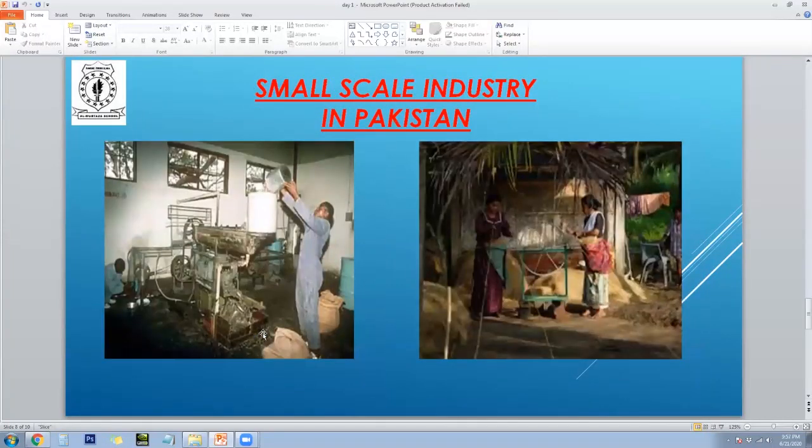Okay, now here's an example of the small scale industry. Can you identify what this man is doing? Yes, this is a flour mill. So he's putting grains there, and later on it will turn into flour. Now, what are these two ladies doing there? Can you identify? All right, let me see how many of you were able to guess it. They are separating the rice grain.